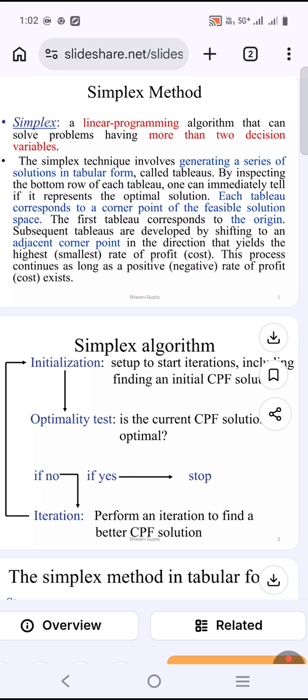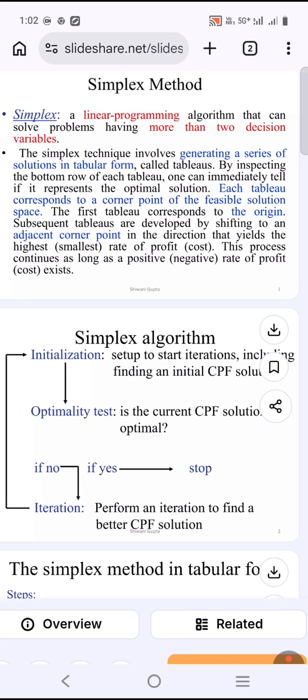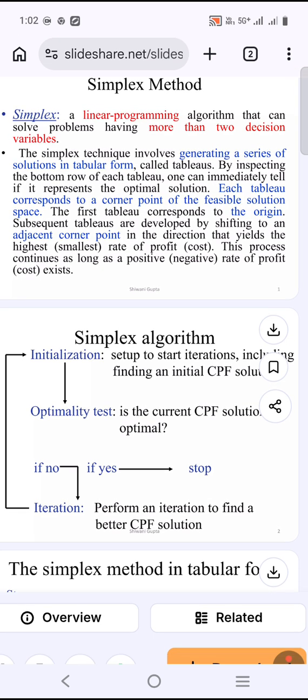Subsequent tableaus are developed by shifting to an adjacent corner point in the direction that yields the highest or smallest rate of profit or cost. This process continues as long as a positive or negative rate of profit or cost exists.